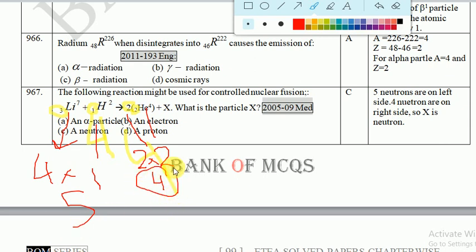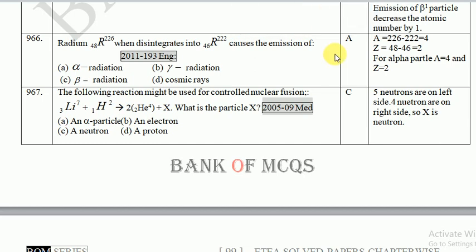On this side we have 4 plus 1, that is 5 neutrons, but on the other side we have 4 neutrons, so the X must also have neutrons. If this is 1 neutron, then 4 plus 1 is equal to 5. So X must have neutrons. So option C is the correct answer.